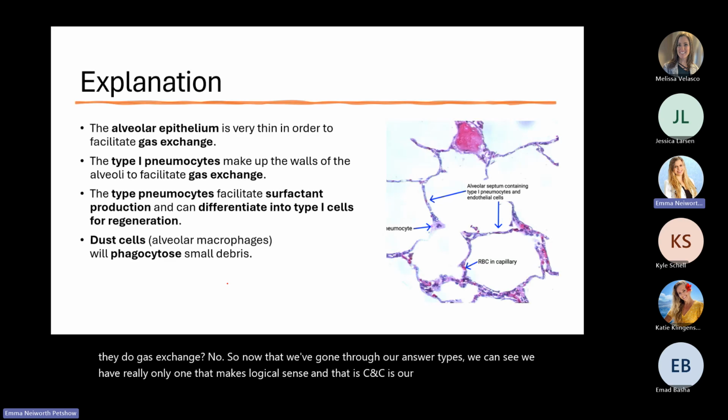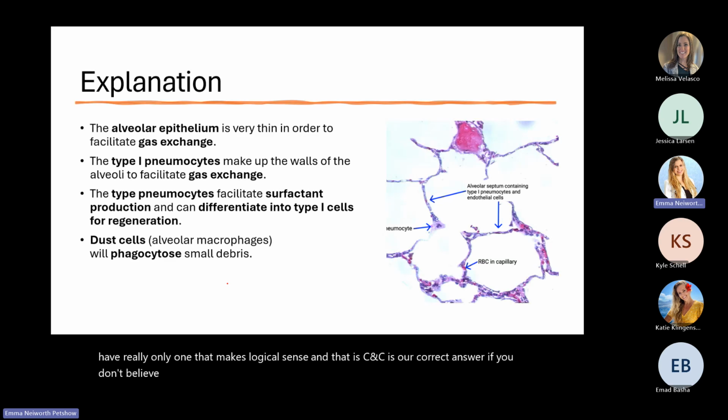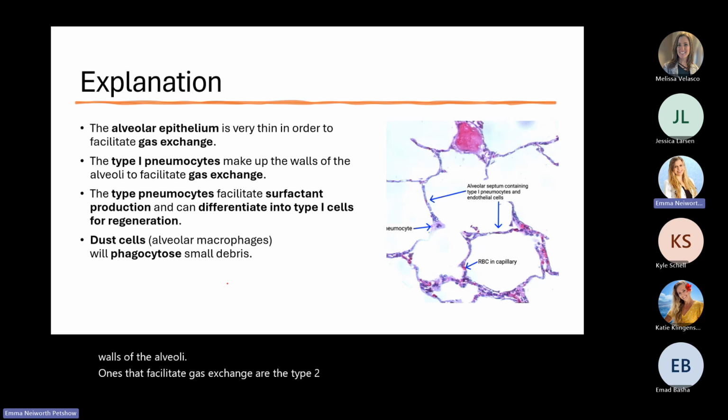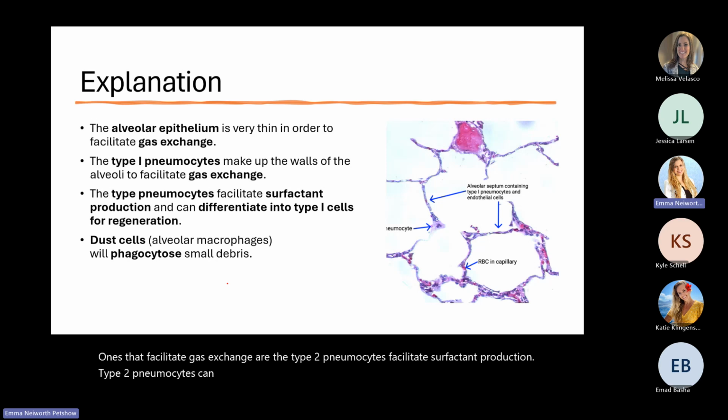If you don't believe me, here's your reminder. Our alveolar epithelium has to be thin to facilitate gas exchange. Type 1 pneumocytes are what makes up that thin epithelium. They make up the walls of the alveoli. They're the ones that facilitate gas exchange. The type 2 pneumocytes facilitate surfactant production. Type 2 pneumocytes can become type 1 pneumocytes if needed for regeneration. Dust cells or alveolar macrophages, they're the phagocytosers for small debris.